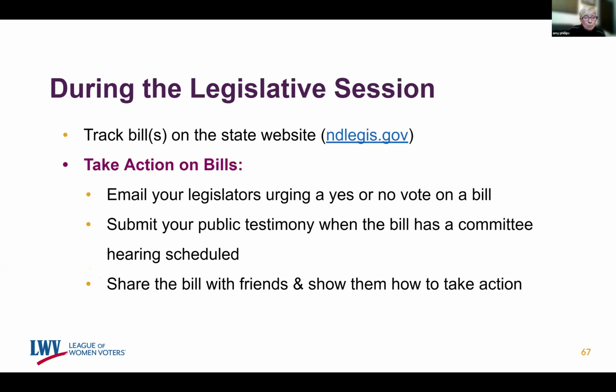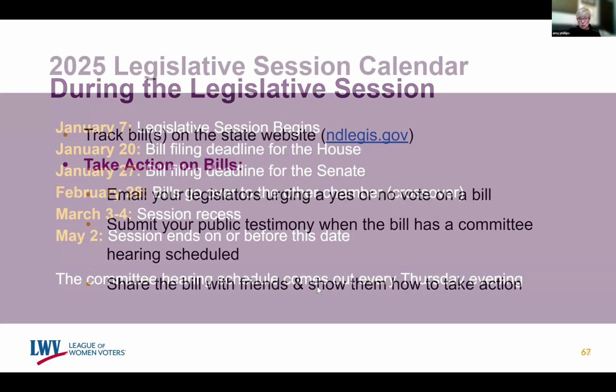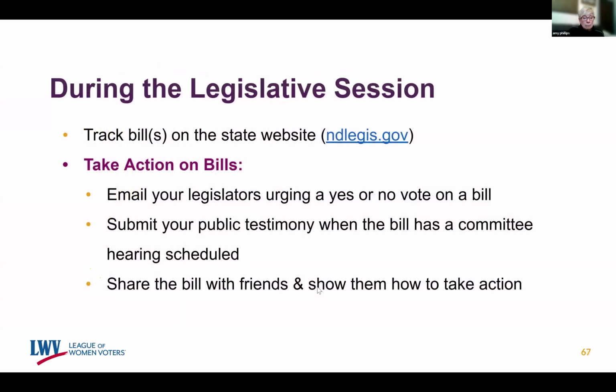During the legislative session, which starts January 7th, you want to track bills, as Whitney just outlined for you on the website, and take action on bills. Email your legislators urging a yes or no vote on a bill. Even if you're not going to write or submit testimony, stay in touch with your legislators and let them know what you think about these bills that are coming up. Submit your public testimony when the bill has a committee hearing scheduled, and share the bill with friends or family and show them how to take action themselves.